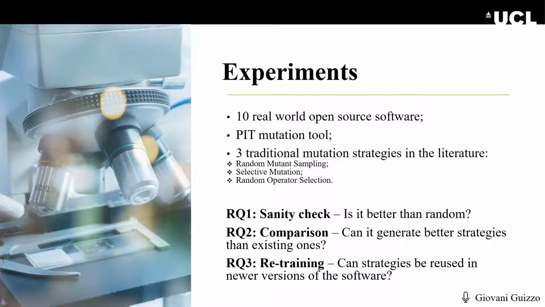For the research questions now, we are concerned with answering whether Sentinel is better than a random hyper-heuristic in research question number 1. In research question number 2, we compare the traditional strategies to the ones generated by Sentinel. And finally, in research question number 3, we check whether the strategies lose their effectiveness over time, and whether we need to retrain Sentinel in newer versions of the software to generate new strategies.